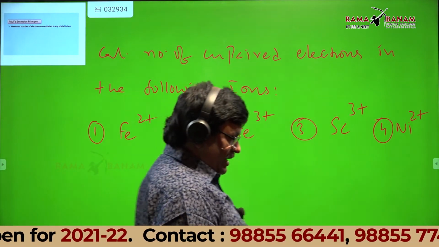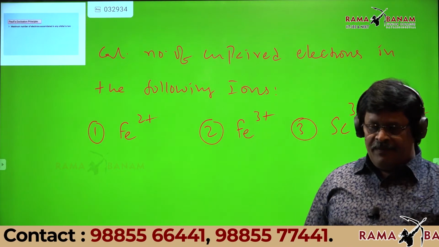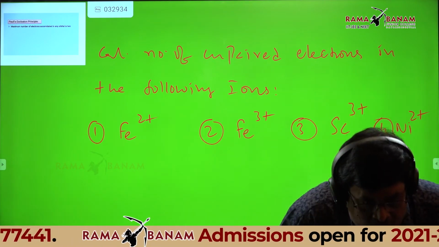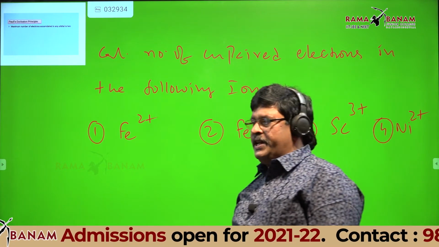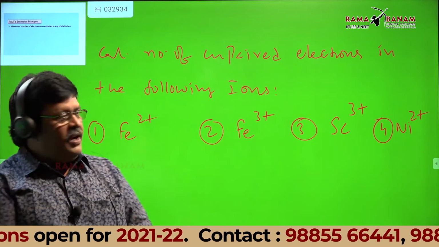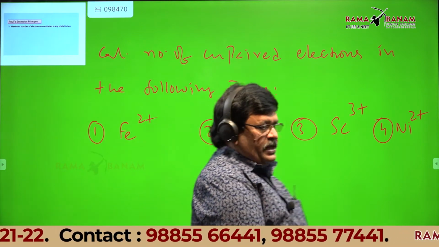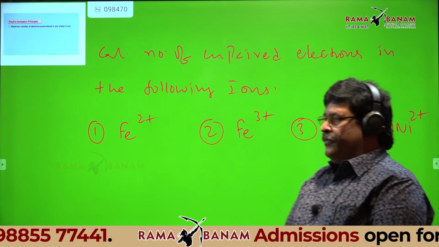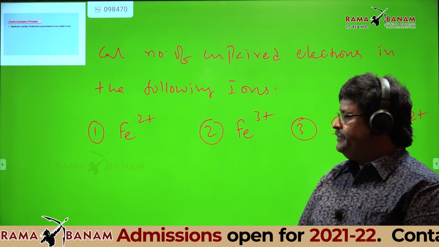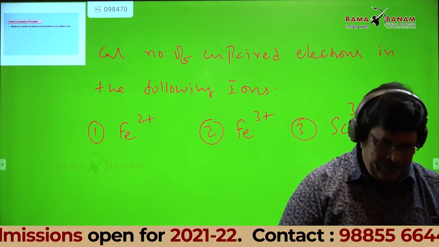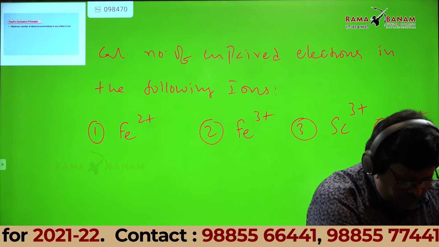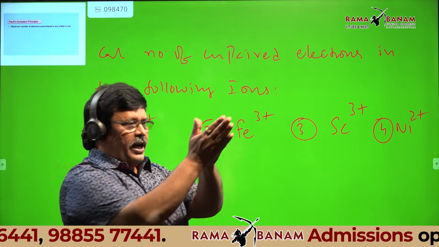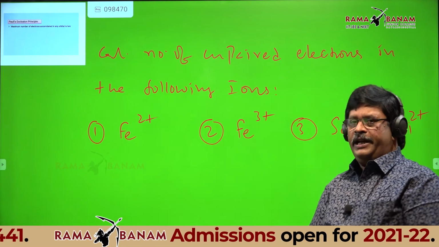If you can, you try. That's always better, students. You first try on your own. If you have any doubt, then only you approach your teacher. I have given 4 ions here, Fe2 plus, Fe3 plus, scandium 3 plus, Ni2 plus. Can you write? Or if you all want, I will explain in one case and you write the remaining 3 cases. Or if you want to try all the 4, you try. That's up to you only.